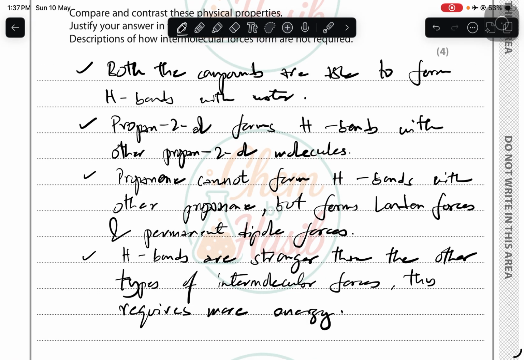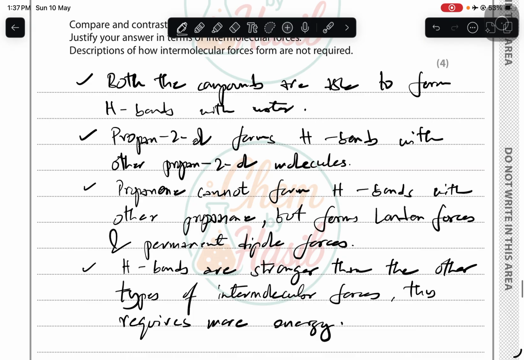This is a very common question. This type of questions we always expect to get in the exam. Yeah. All right.